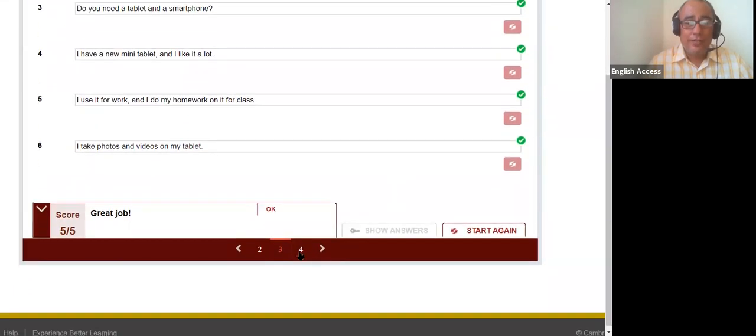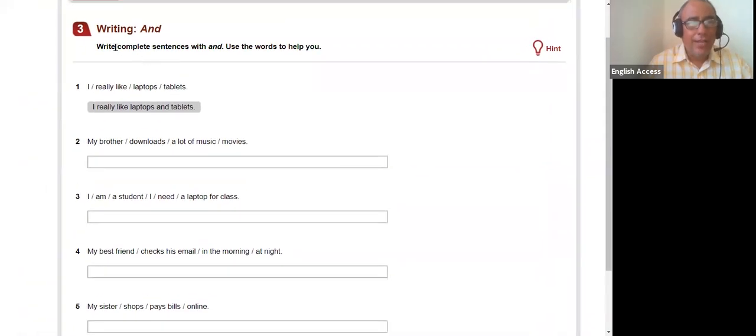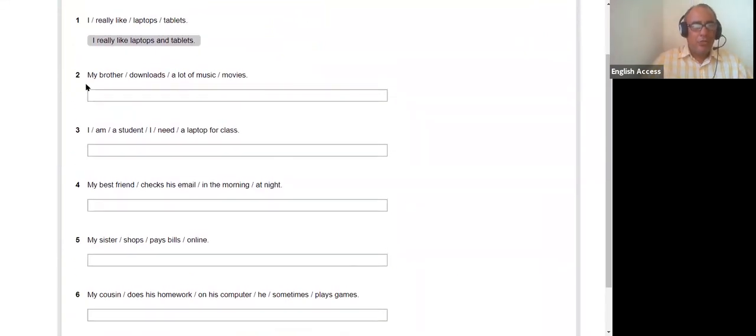There is another exercise. You are going to help me with this one. Okay? It says write complete sentences with and, use the words to help you. For example, number 1, I really like laptops and tablets. Okay, Fatima, you are going to do number 2 and 3. Francisco, let's do number 2 together. Number 3 and 4 are Fatima's. Number 5 and 6 are Francisco's.